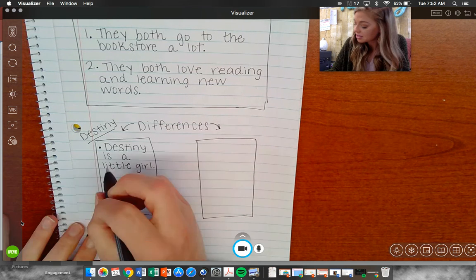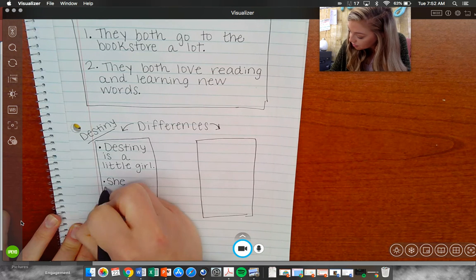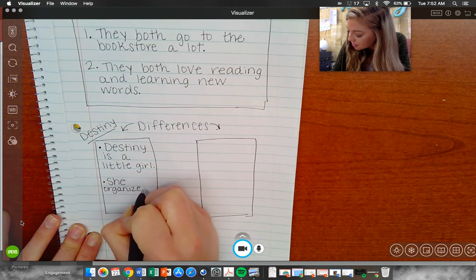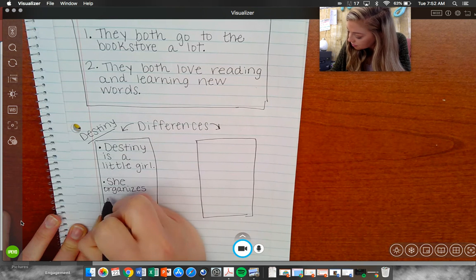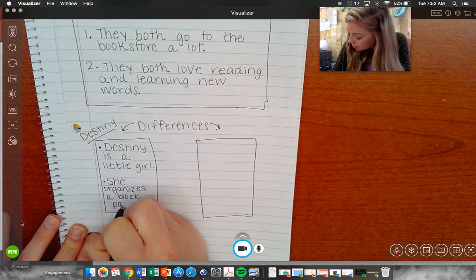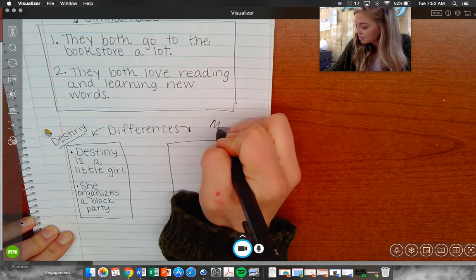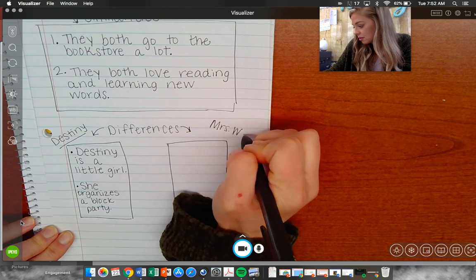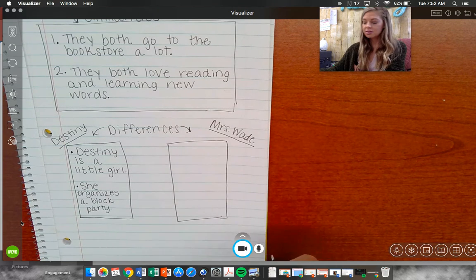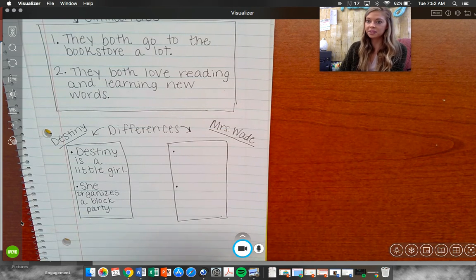Mrs. Wade doesn't do that. She does that for Mrs. Wade. She organizes a block party, and that's to raise money for Mrs. Wade's bookstore. Okay, now we're going to go over to here, and this is going to be Mrs. Wade. So let's come up with two differences.